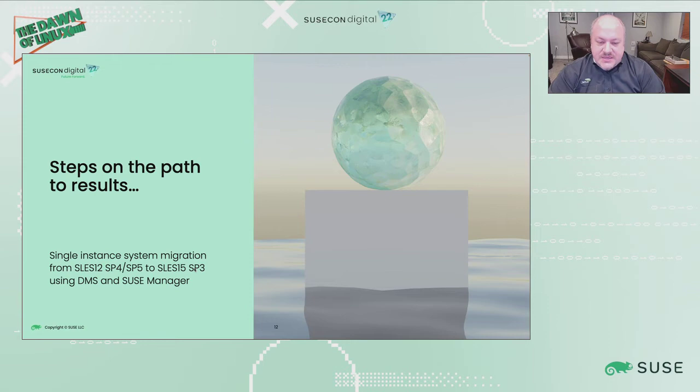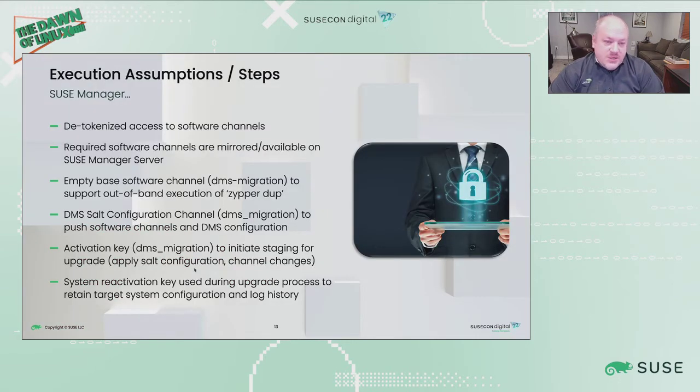So if we look at the steps on the path to results, there are a few assumptions. One assumption that we need to change the behavior in SUSE Manager of is that registered devices have access to software channels. In order for us to use the software channels out of band, we need to detokenize the access to those channels, and there is a configuration change in the rhn.conf file that needs to be made to facilitate that level of access.